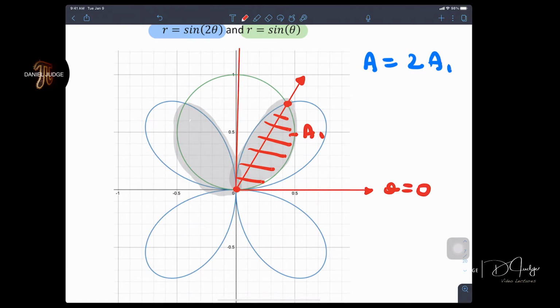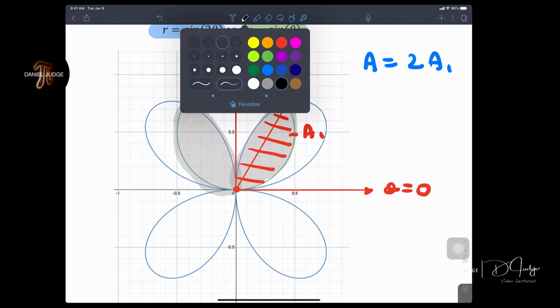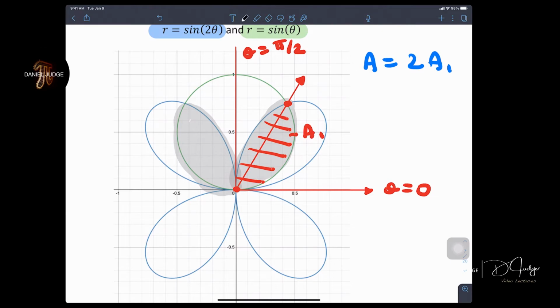And this is that angle being 90 degrees. So I want to show you guys something here. We're going to have to find the point of intersection because I'm going to have two regions to determine here for the area.